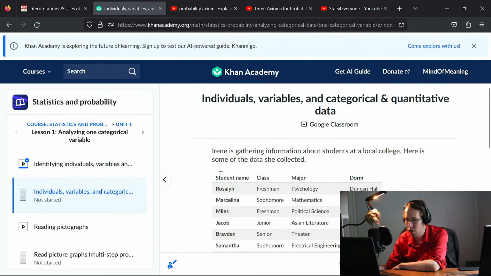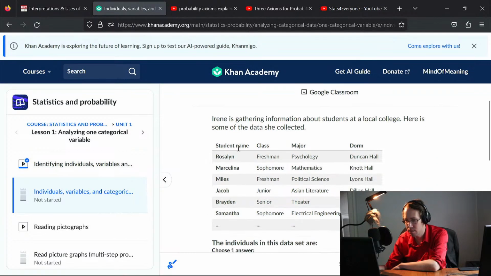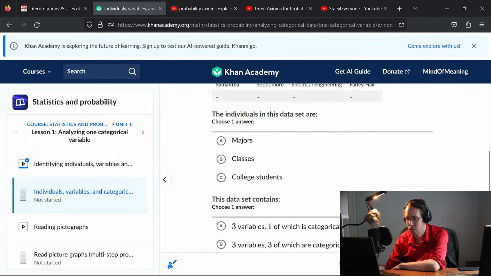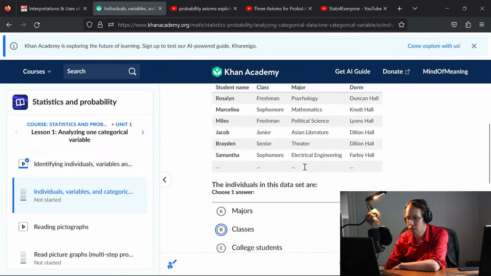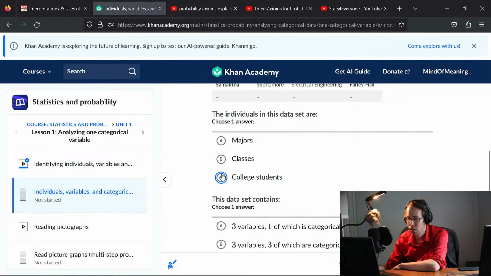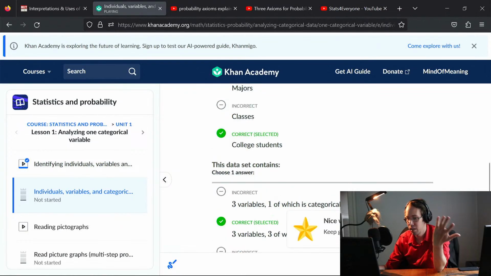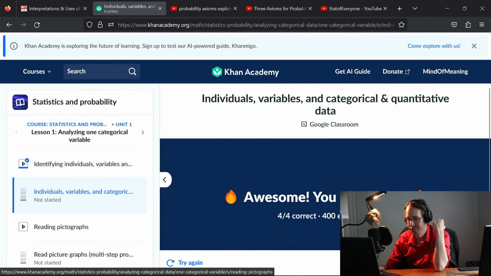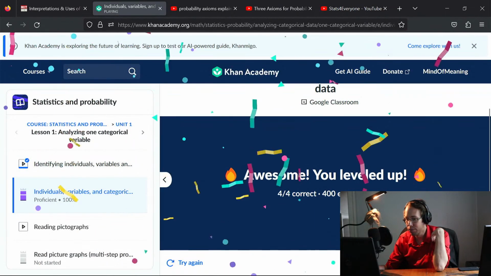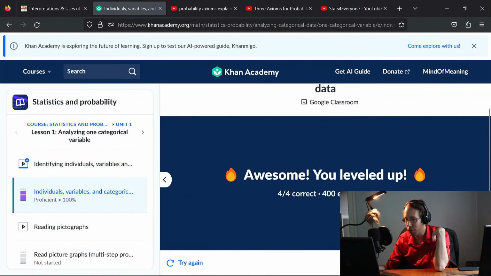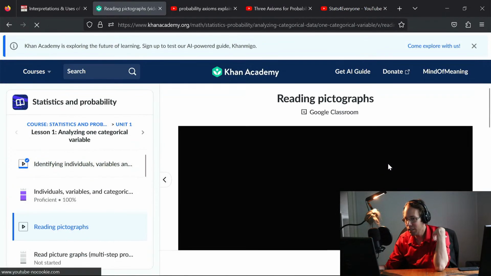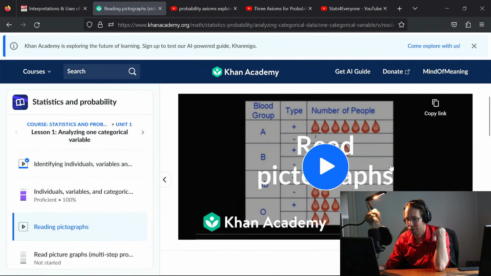On to the next one. Student names. We're back in class. We have 3 categorical variables. The individuals are college students. We have 3 variables, 3 of which are categorical. And it's that simple. I make it look easy. I leveled up. Look at me go. I'm a genius. Wow.